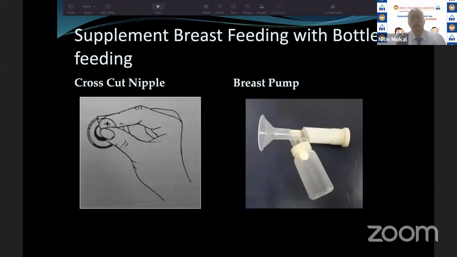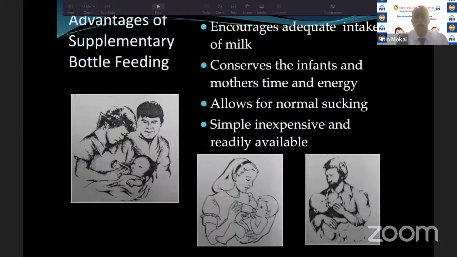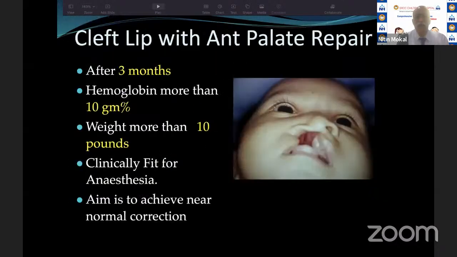If the breast milk is not adequate, you can place the patient on bottle feeding, and necessary precautions are taken to clean the bottles. We cross cut the nipple so that the milk can easily go into the child's mouth. All the family members are taught how to feed the baby with the help of a bottle.